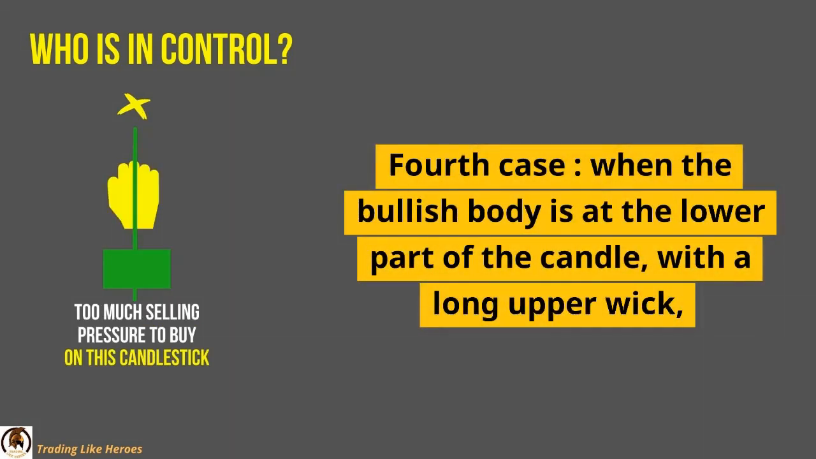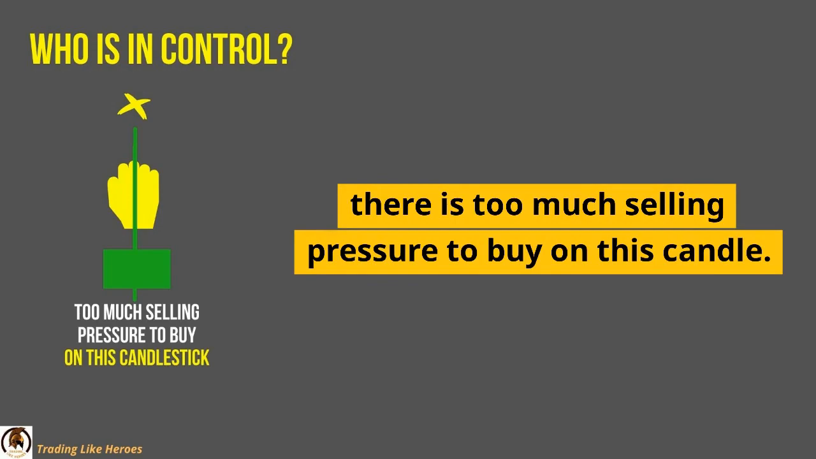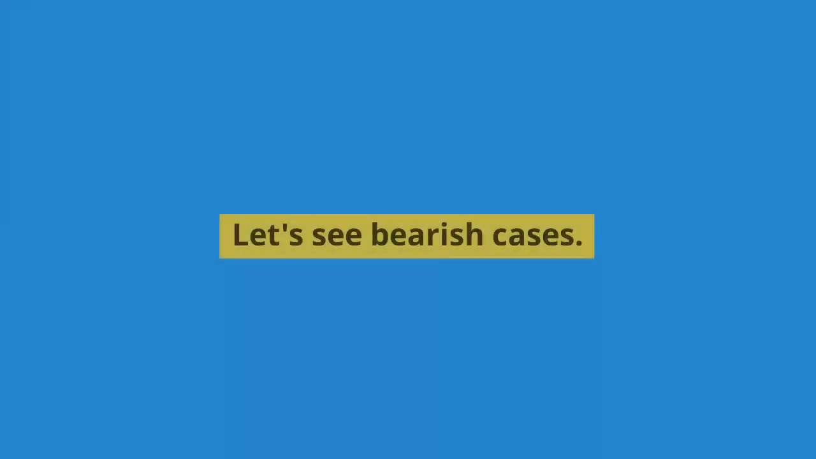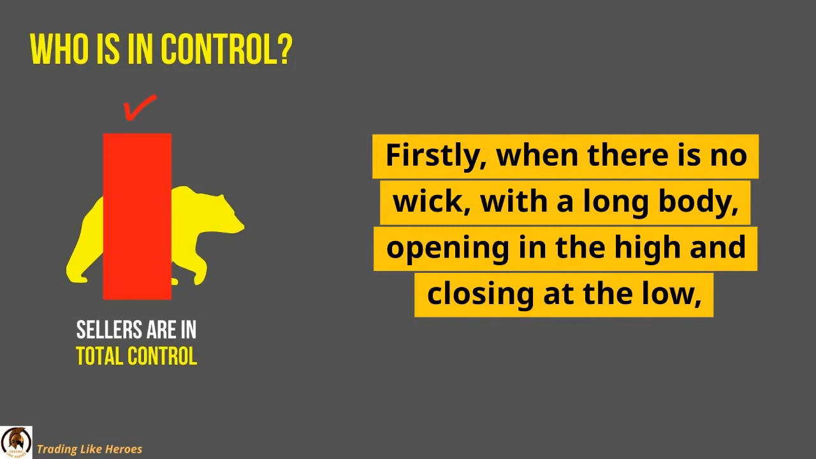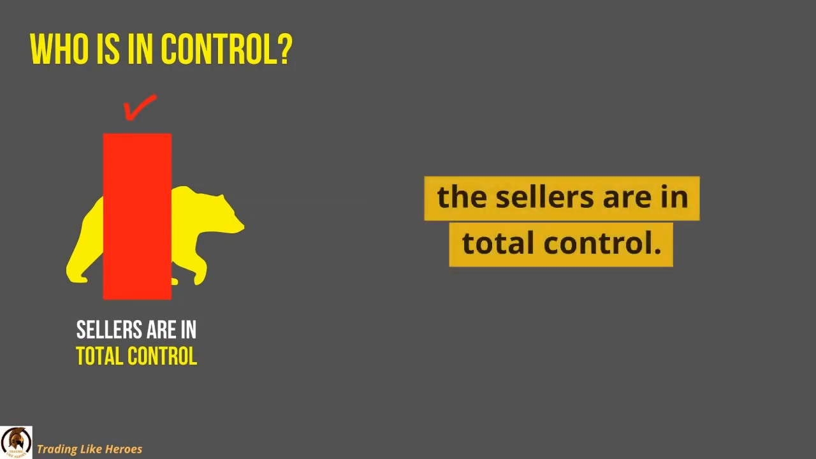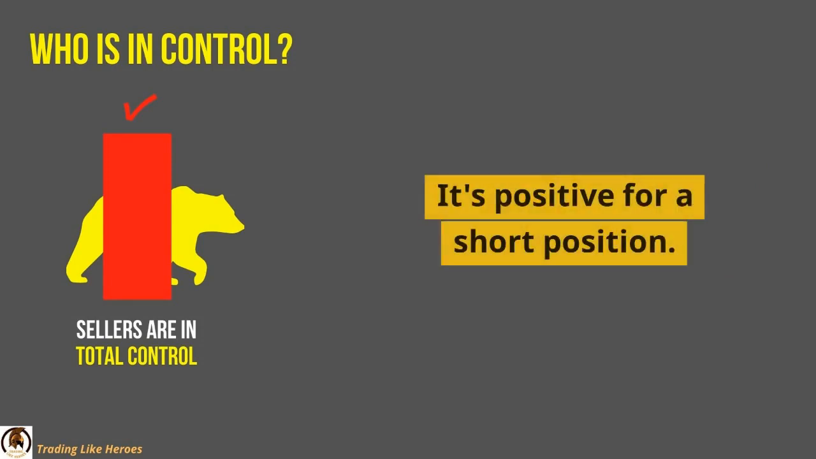Fourth case, when the bullish body is at the lower part of the candle, with a long upper wick, there is too much selling pressure to buy on this candle. Let's see the bearish cases. Firstly, when there is no wick, with a long body, opening at the high and closing at the low, the sellers are in total control. It's positive for a short position.